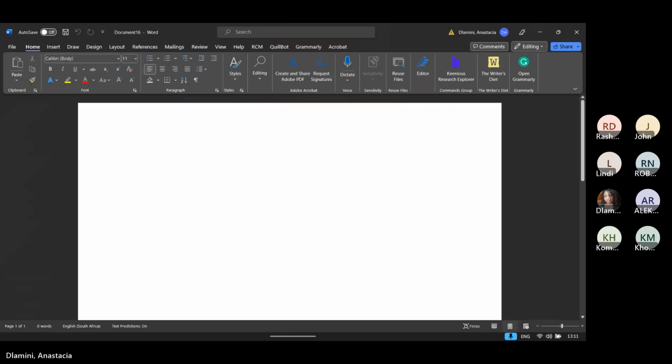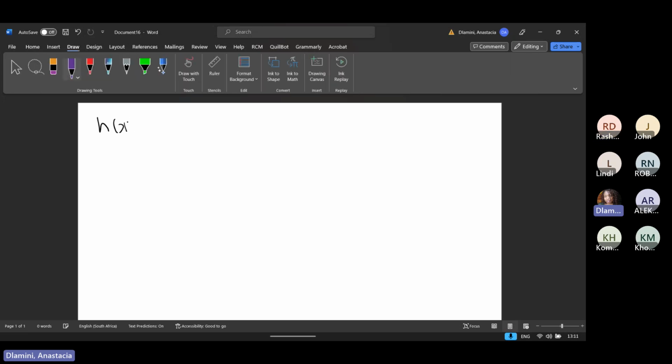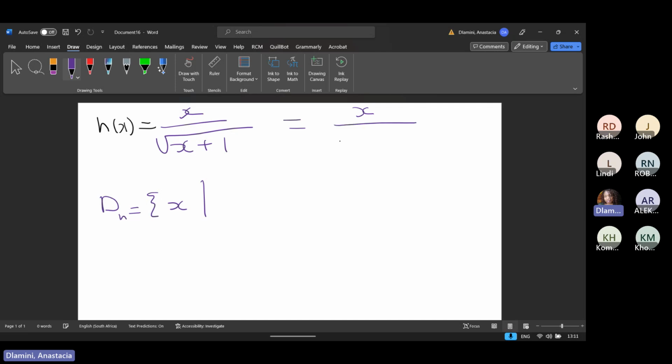Okay. One last one before we move to what we need to learn for today. Okay, I'm tired. h of x is equal to x over square root of x plus 1. Now that we have learned about domain x such that, what is the domain of this one? Look at it carefully. Let me write it properly. So it will be x over square root of x plus 1. Think smart. Help me.